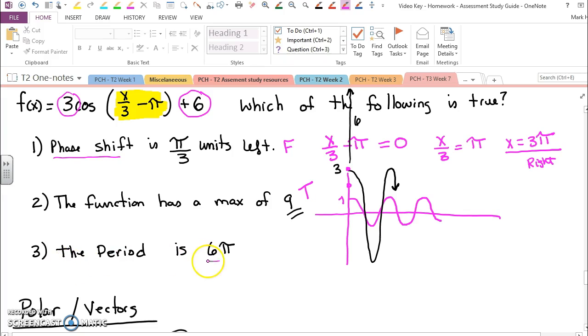And now the period is 6 pi. Well, the period for sine and cosine is normally 2 pi. We know our period is the normal period of 2 pi divided by b. So what is the b, or the multiplier of x? Well, it's 1/3 times x, which is the same as x over 3. So we're looking at 2 pi over 1/3, which is the same as 2 pi times 3 over 1, or 6 pi. So that's a true statement.